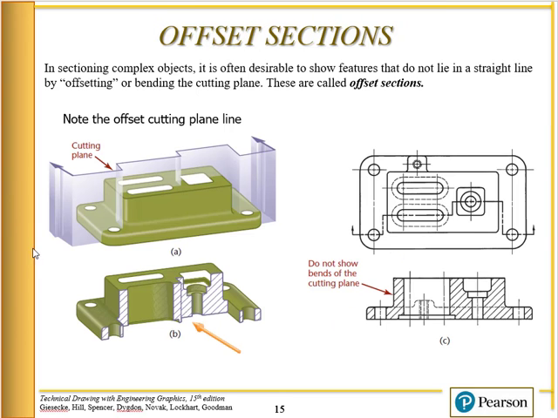Then the next one would be the offset section, in which case the section break line comes through several different planes to show features better. In this case we're going to show a cross section of this slot, then shift the section break over to show the internal features of this hole here, and then shift it back over to catch the mounting holes. So that is an offset section used with complex objects, and we're not showing the section in a straight line. It's offset or bent, and that gives us an offset section.